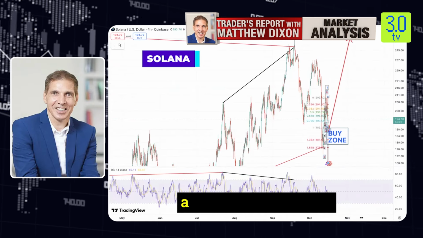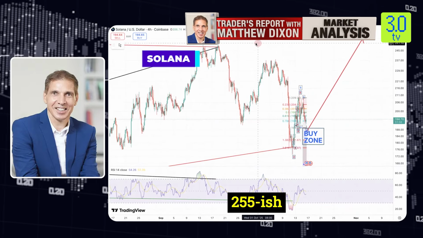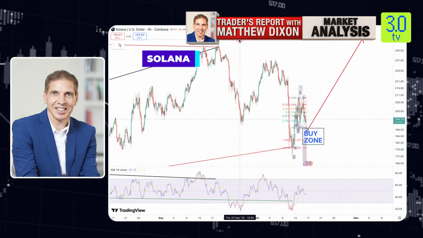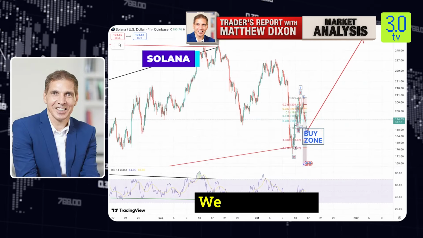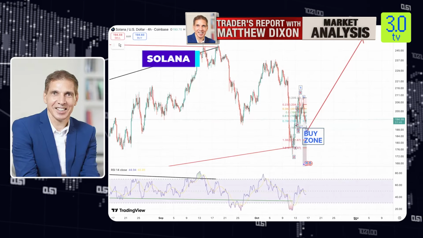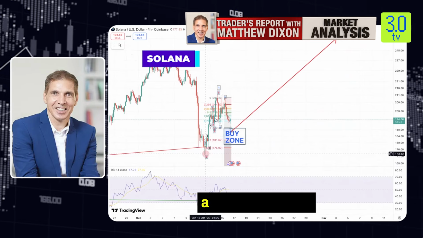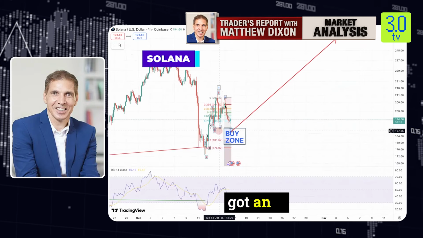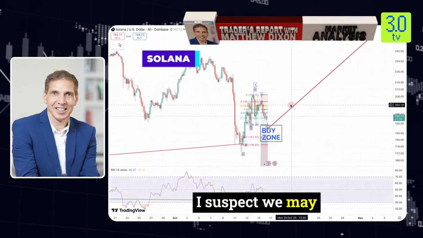Solana had a very nice correction from this level here, 255-ish, somewhere 253 to 254, somewhere around there anyway. We can see quite clearly an A, a B, and a C to downside. Then I think we've had a nice satisfying wave 1 up from that ABC correction down, and then we've got an ABC wave 2 down, which may or may not be complete. I suspect we may have lower to go.